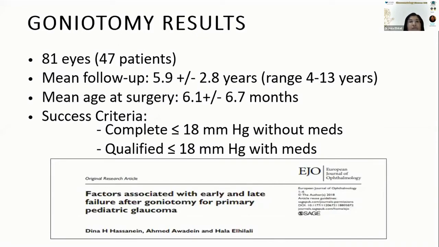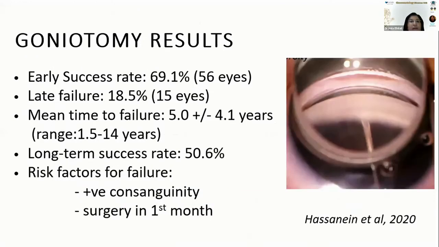This is a study coming out of Cairo University. 81 eyes were included. These eyes had a minimum follow-up of 4 years and mean follow-up of 5.9 years. And the mean age of surgery was 6.1 months. Cases were considered a complete success if intraocular pressure postoperatively was less than or equal to 18 millimeters mercury without meds, and a qualified success if the same pressure was reached with meds. So the early success rate after 1 year of surgery was 69.1%.